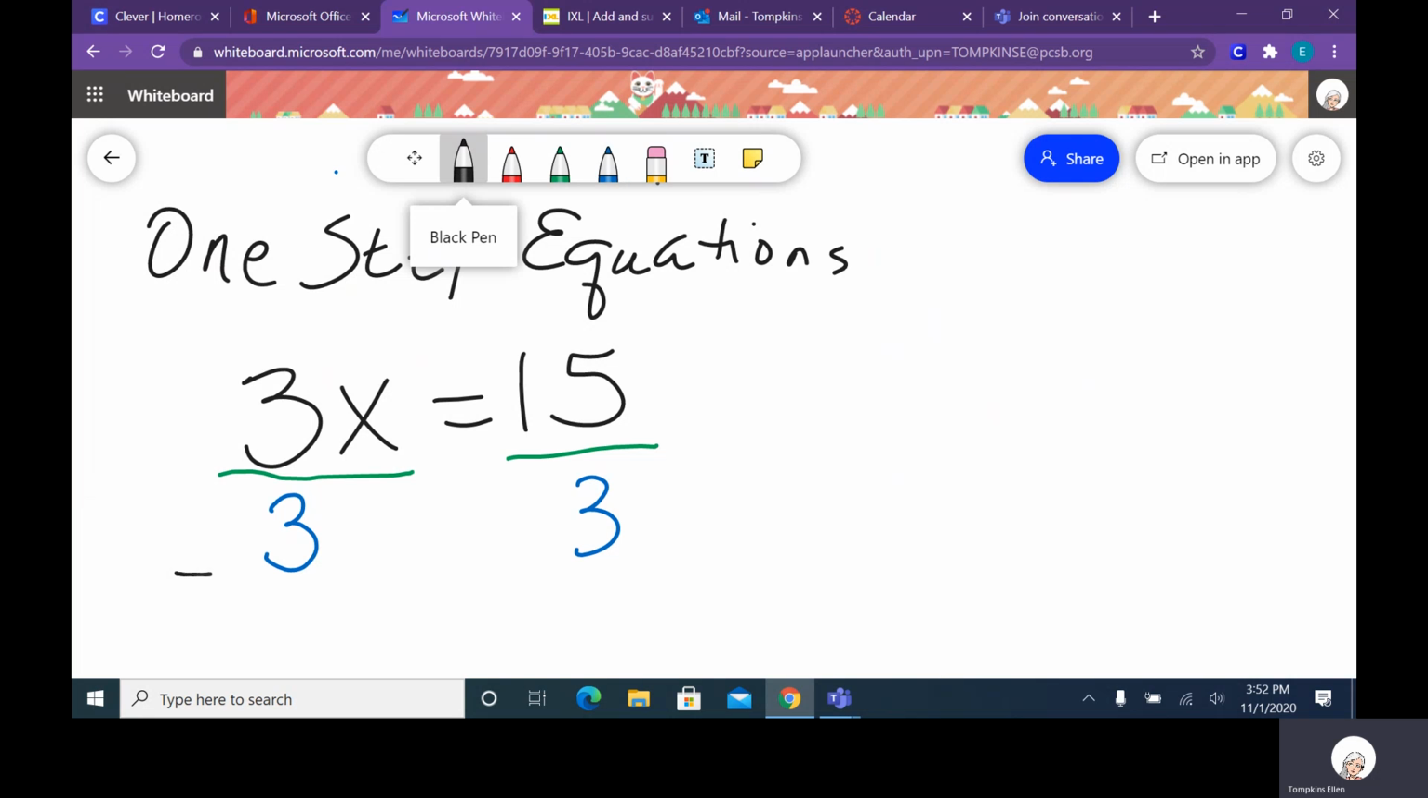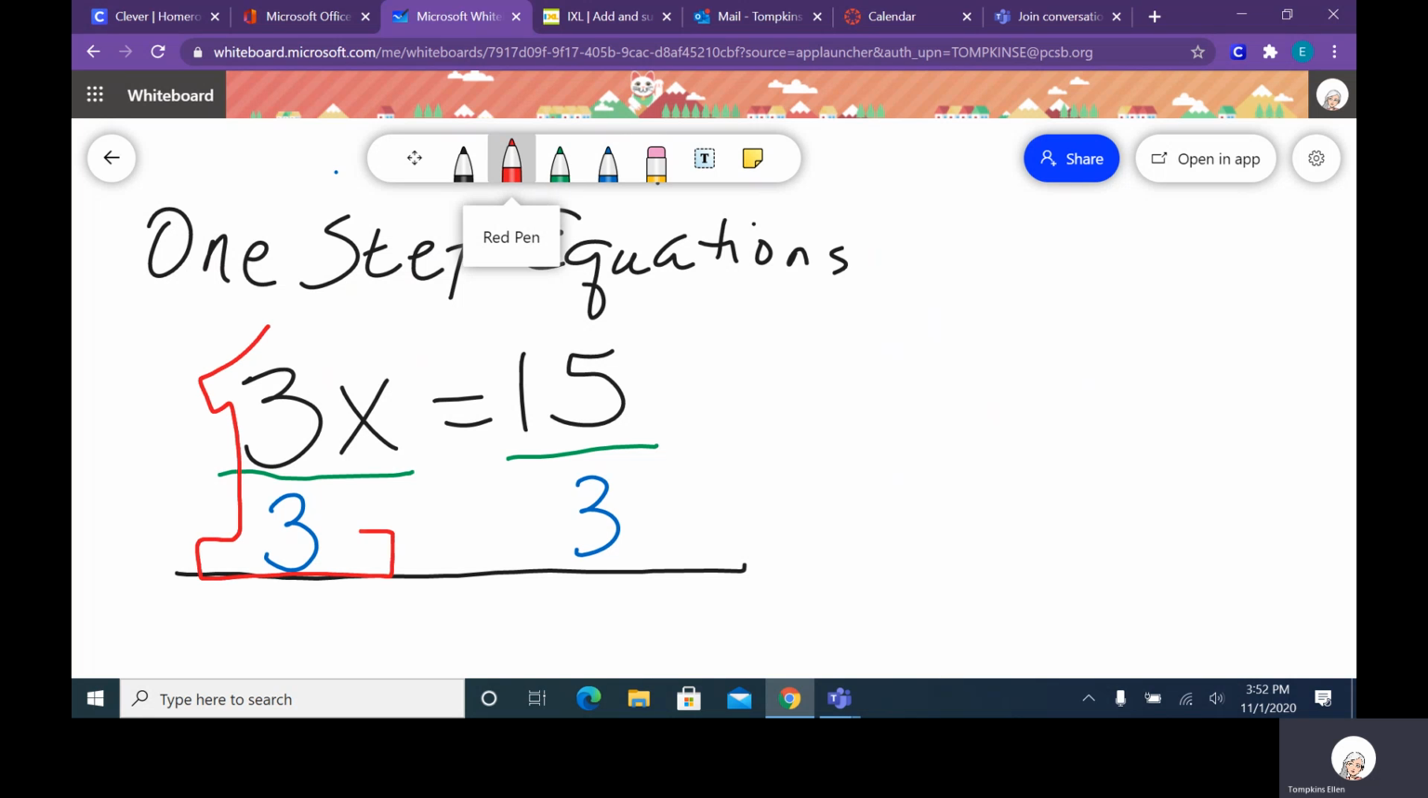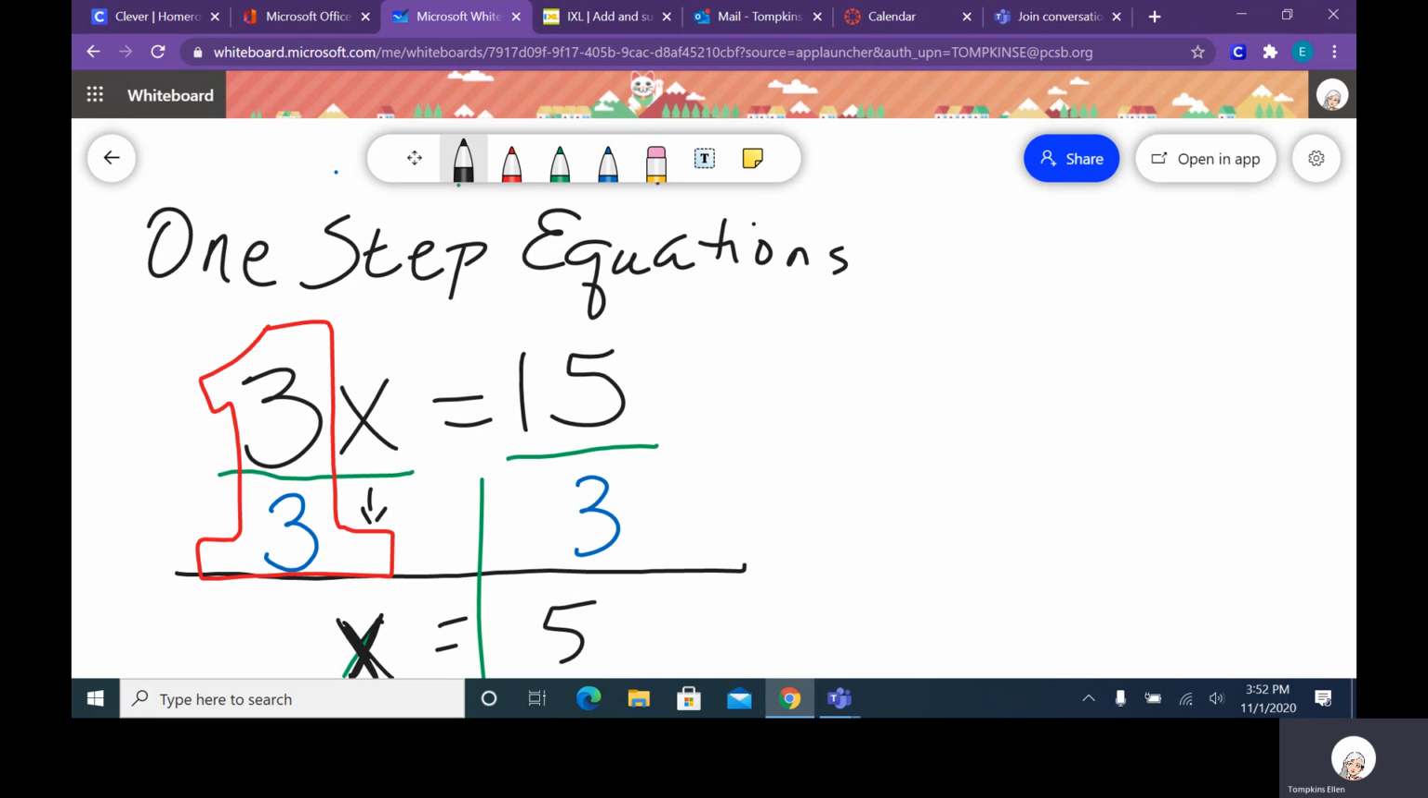What happens here? It's really kind of interesting. This 3 over 3, if you look at it, it's that identity number 1. You see it? So now I've got x dropping down by himself. I forgot to put my wall down. So there's x, terrible looking x. And then I have 15 divided by 3, and I will get 5. X equals 5. Okay? Really no problem there. No big deal.